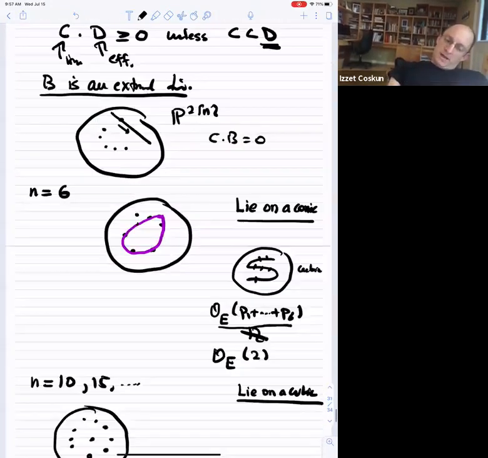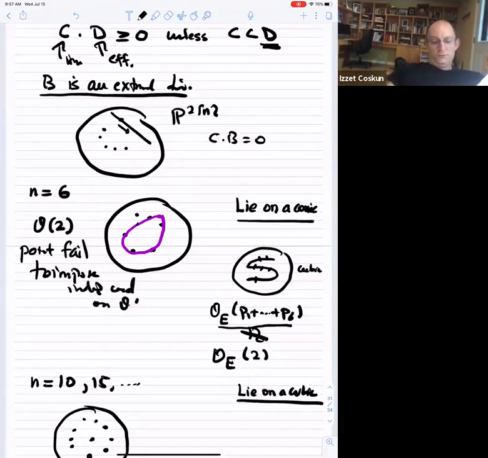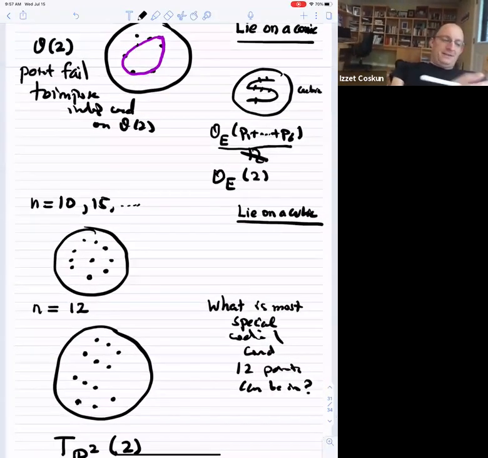Similarly, when we talked about this, conics are sections of O(2), right? So the 6 points that lie on the conic, or the schemes that lie on this conic, are those that fail to impose independent conditions on O(2). You see? And similarly, you can think about those that fail to impose independent conditions on O(3), O(4), and so on and so forth, right?